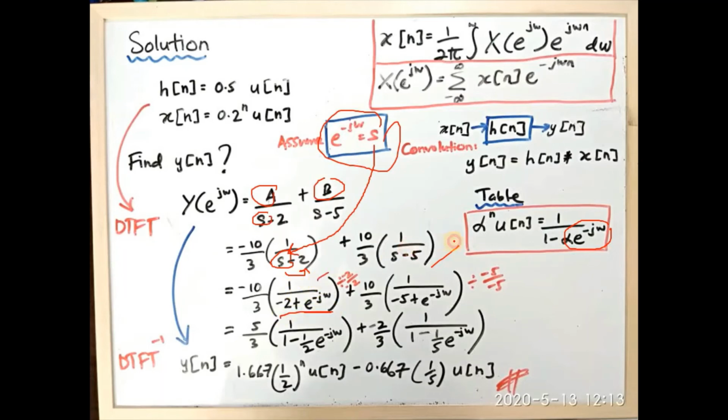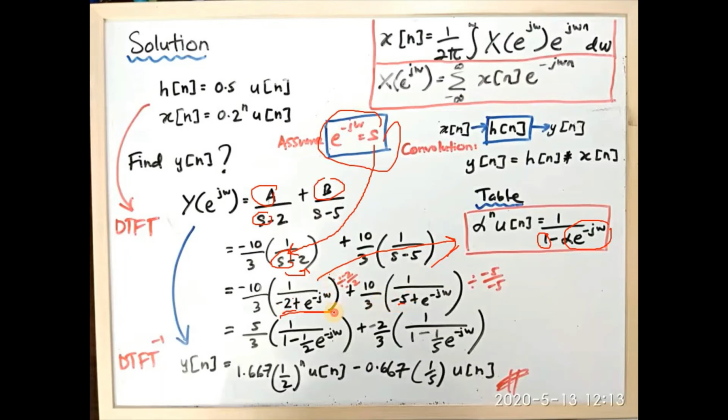But if you compare it with this table, you will see that you need to have the form 1 over 1 minus alpha e^(-jω). So for this value, you see that there is a value here, minus 2 and minus 5.